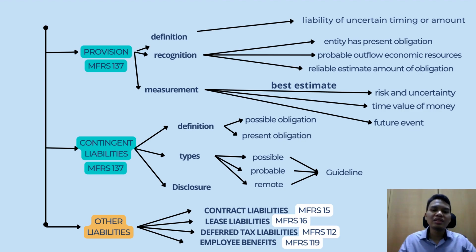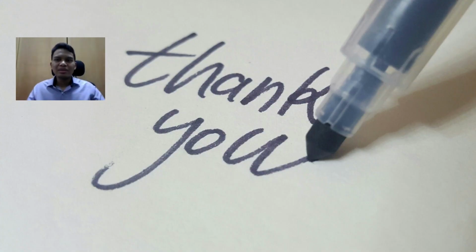Lastly, we have discussed about other liabilities, which consist of four liabilities, which are contract liabilities, MFRS 15, lease liabilities, MFRS 16, deferred tax liabilities, MFRS 112, and lastly, employee benefits, MFRS 119. That's all from us.